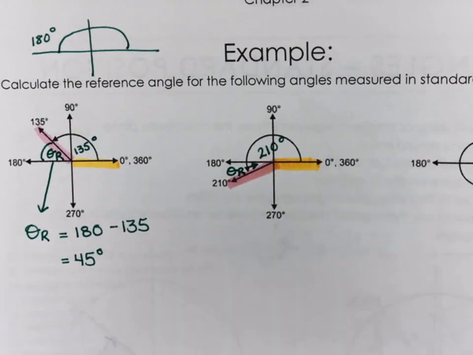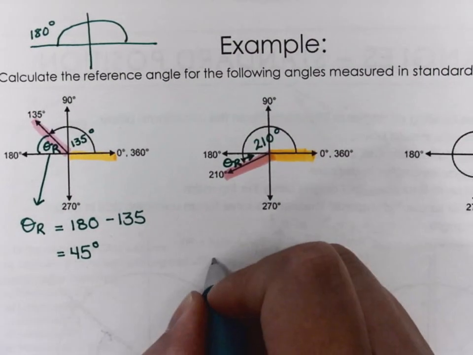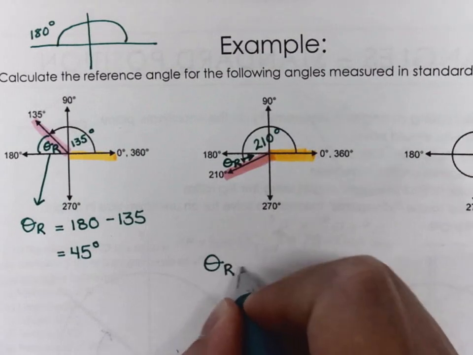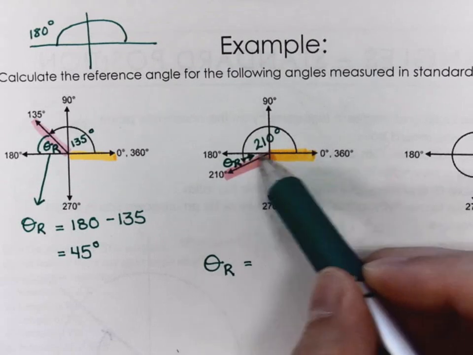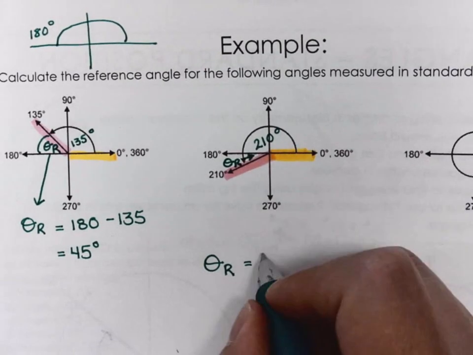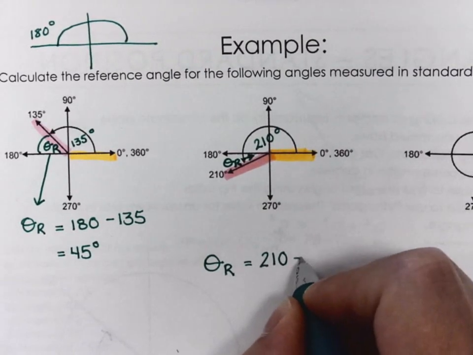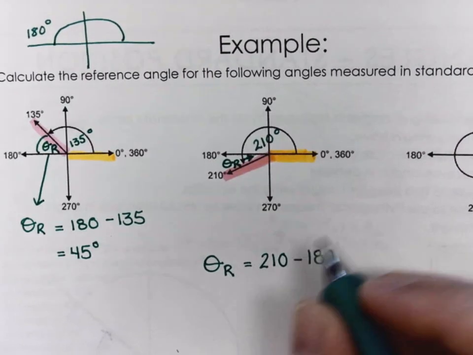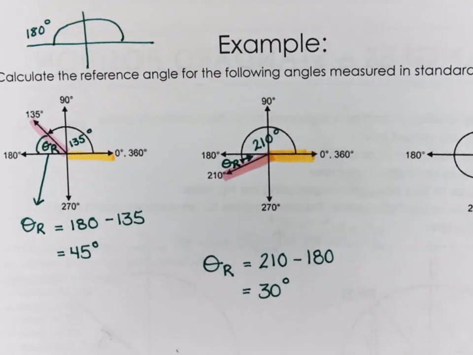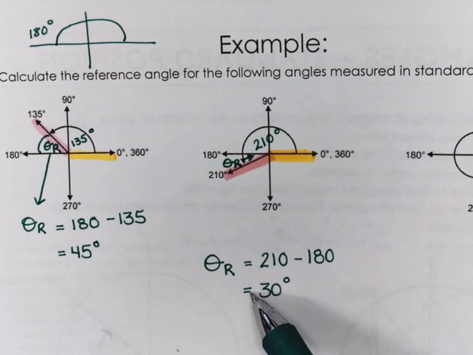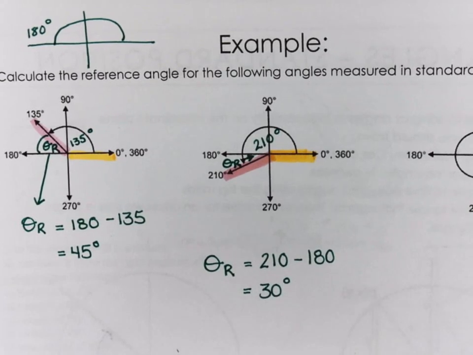So again, we know a little bit about what happened. We know that our reference angle is the whole thing's 210. We know this part is 180. So we're just going to take 210. We're going to minus 180 from it. We should get 30 degrees. And again, I don't put my degree symbols in until the very end. If I have an equal sign here, then I have to have an equal sign here. Okay? I'm making a statement that this is my reference angle.